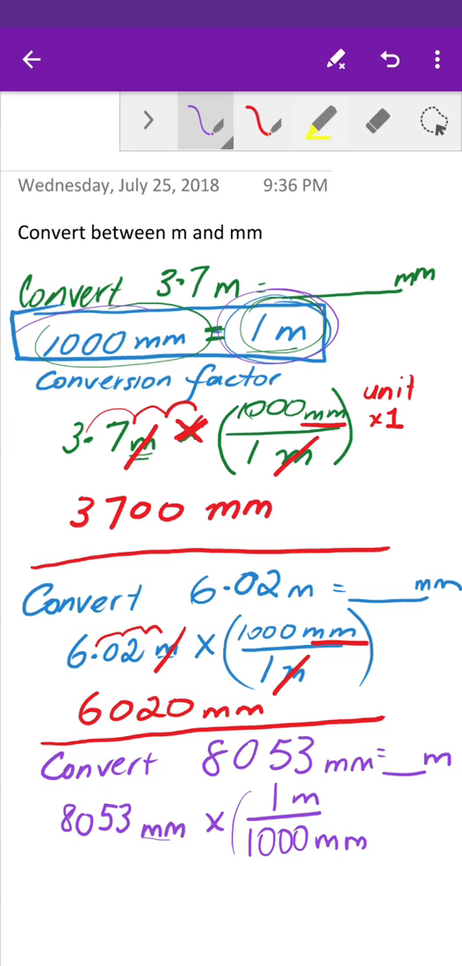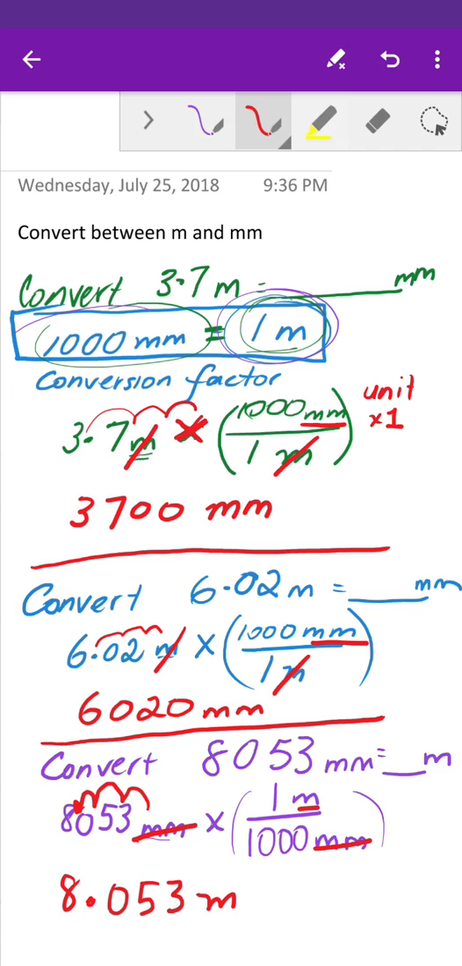So here's the unit fraction. But the beauty of this is the millimeters and the millimeters will cancel, and we've got 8,053 times 1, which is 8,053, divided by 1,000, so the decimal goes jump, jump, jump. So it's 8.053, and the surviving unit is meters.